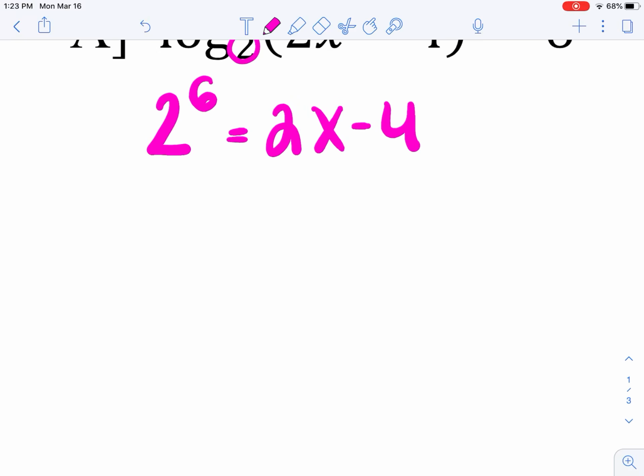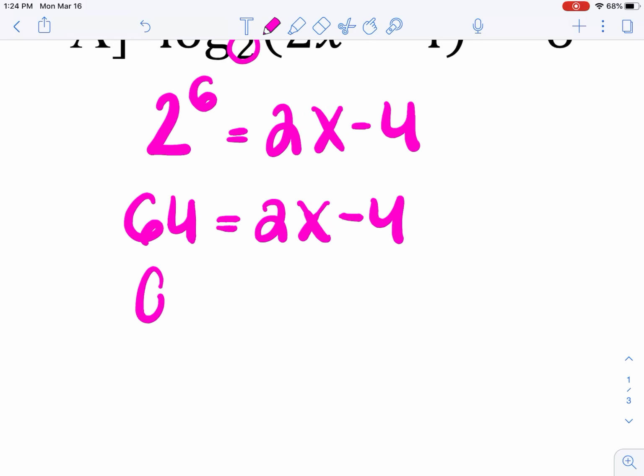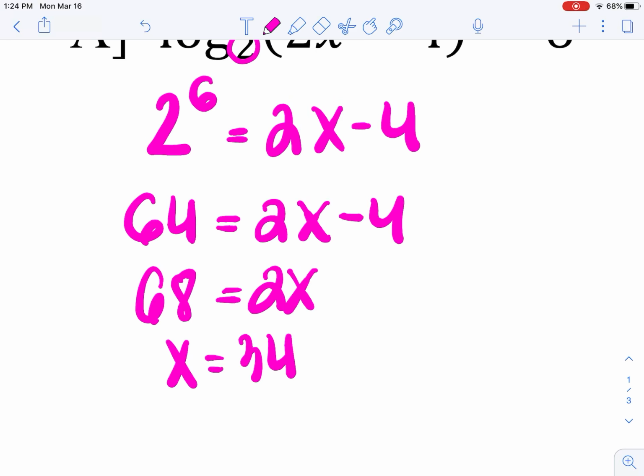First off, we have 2 to the 6th power. You can use your hands, 2 times 2, 6 times. Or you can break it into 2 cubed times 2 cubed, which is 8 times 8, which is 64. 64 equals 2x minus 4. Add 4. Divide by 2. x equals 34.